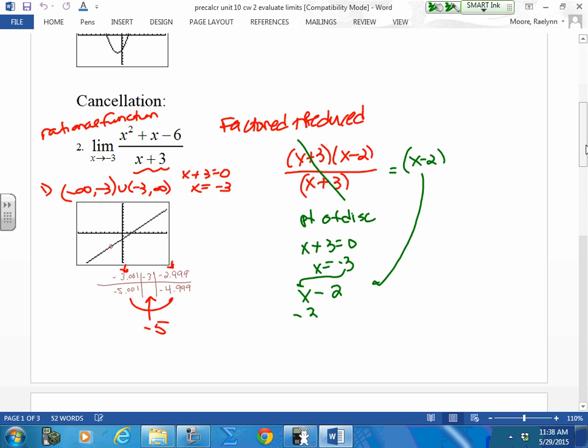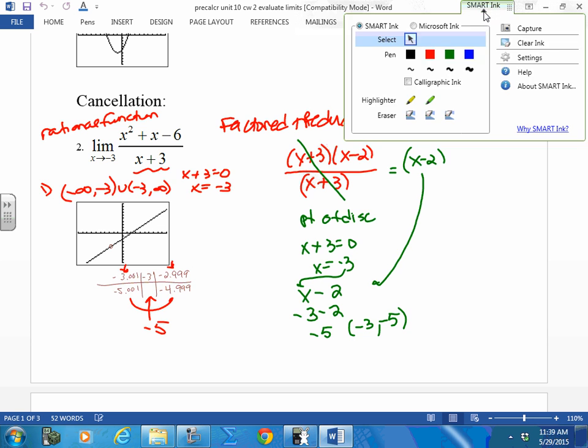So -3 minus 2 is -5. So here is your point of discontinuity. It's a removable point. So we can look at it in your graph, and we can look at it algebraically. Remember doing this when we did functions? Remember when we did your whole thing with increasing, decreasing? Good. Okay.